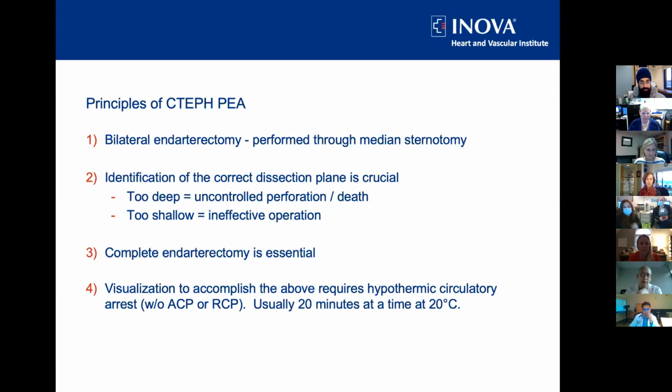That endothelial layer. It's important to make sure you find the right plane, because obviously if you don't go deep enough, you won't clean the blood vessels out enough. And if you go too deep, the risk then is, of course, perforation and significant bleeding from that. In order to do this, the key thing that sets this apart is that we use circulatory arrest.